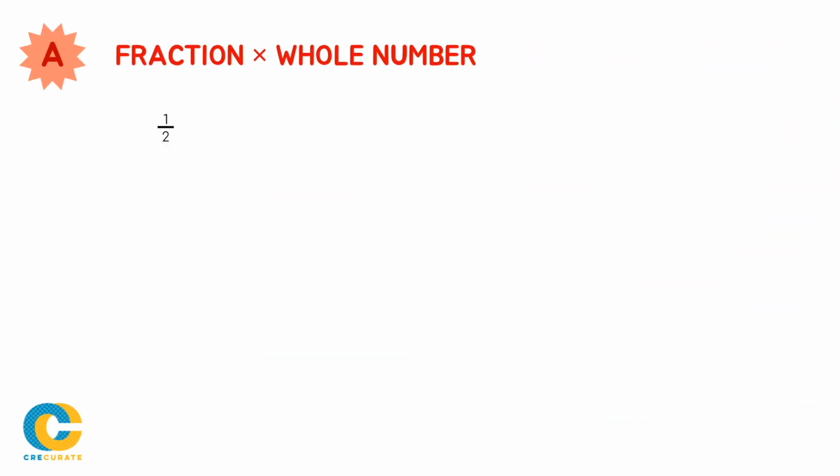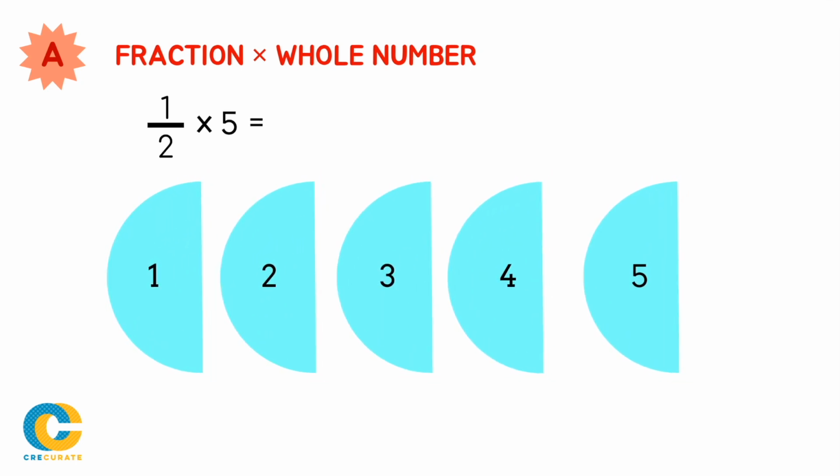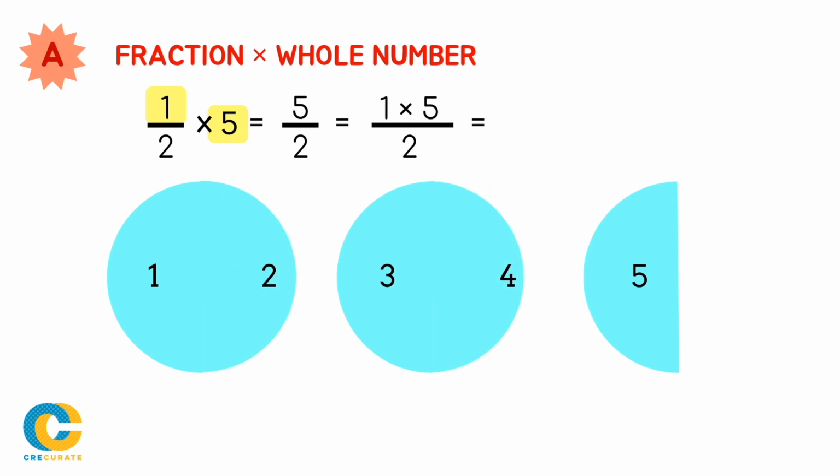Another example is half times 5. Again we have 5 sets of half, and by counting we know we have 5 halves, or 5/2. This is the same as the numerator times the whole number over the denominator, which remains the same. Since 2 halves make a whole, 5/2 can also be written as 2 wholes and 1 half.